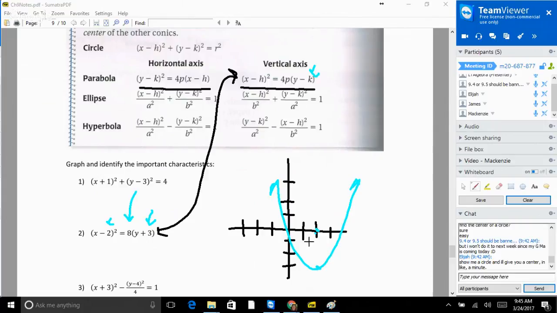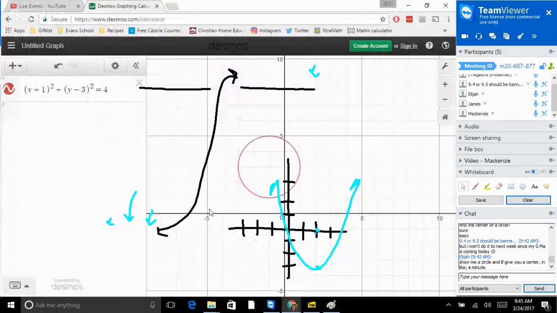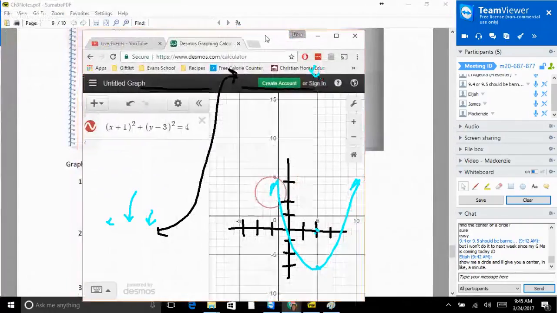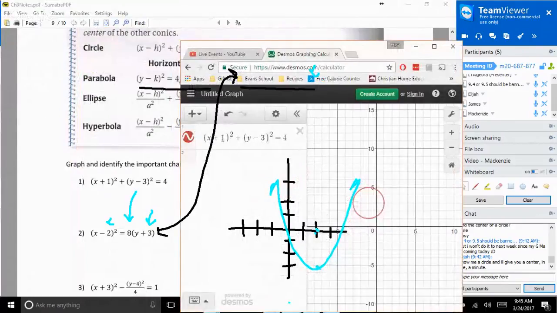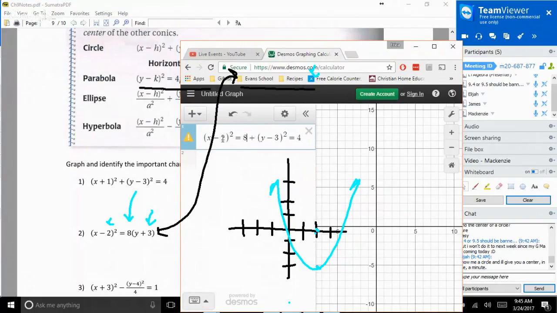Okay, so if I go to Desmos and graph it, I get x minus 2 squared equals 8 times y plus 3.